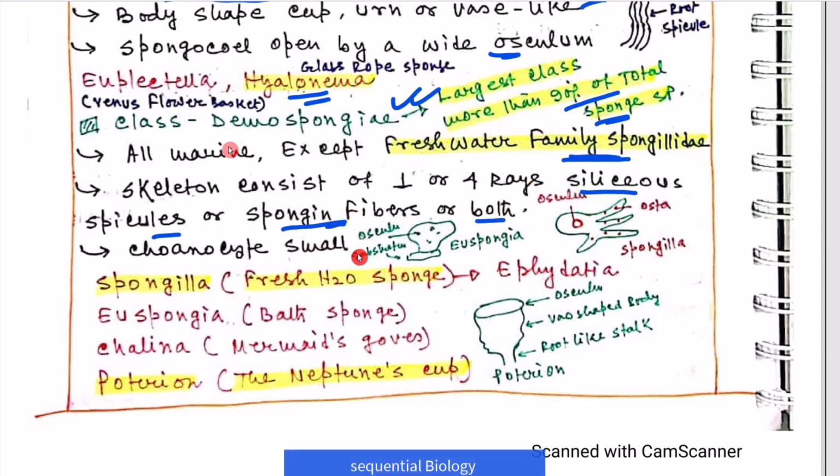And the choanocytes are also small. Many important representatives of this phylum are Spongilla, also called the freshwater sponge, Euspongia called the bath sponge, Chalina called mermaid's gloves, and Poterion called Neptune's cup. So this is the Poterion, Neptune's cup, and this is Euspongia and Spongilla, and Spongilla is the freshwater sponge. Sycon is a marine water sponge, but Spongilla is a freshwater sponge. The freshwater species are present only under class Demospongiae.